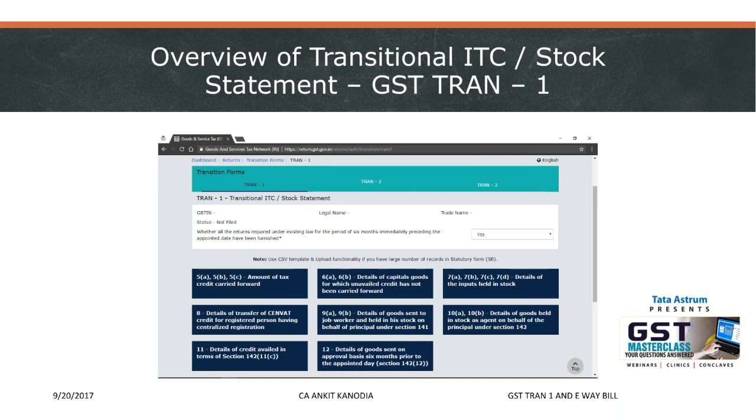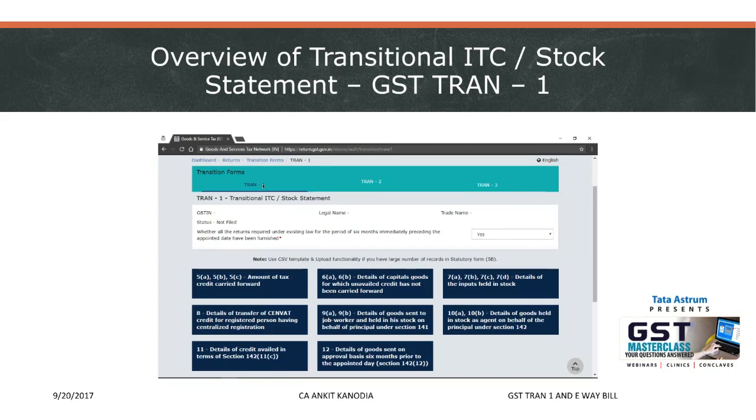portrayed. So when you log in to your dashboard, you have to select the returns tab, and under the returns tab there will be transition forms. Once you click on the transition form, you can see the dashboard, returns, transition form. There are three forms available: TRAN 1, TRAN 2 and TRAN 3. As of today only TRAN 1 and TRAN 3 are applicable. TRAN 2 has not yet started. So our discussion will be primarily limited to the functioning of form TRAN 1.